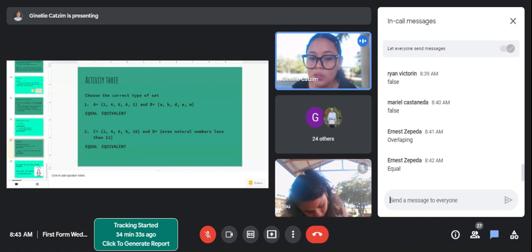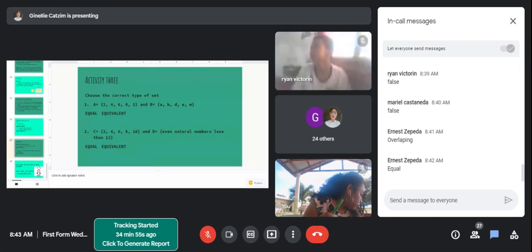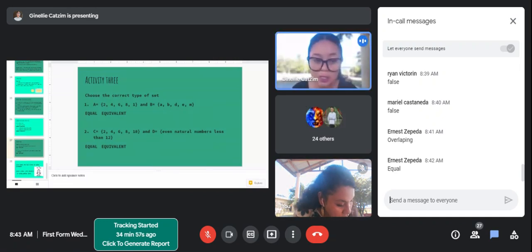Now, number 2, set C and set D are equal or equivalent. We have set C is 2, 4, 6, 8, and 10. And then we have D, which are even natural numbers less than 12. Equal. Very good. Those are equal sets, right?